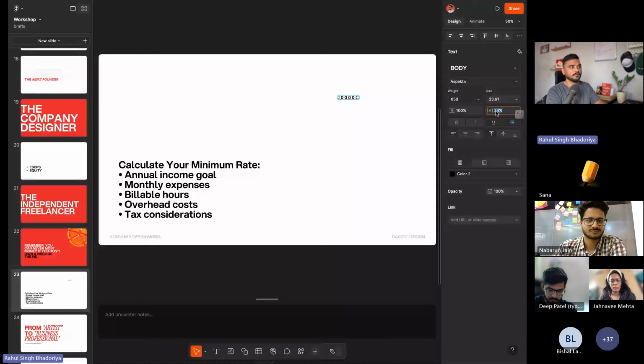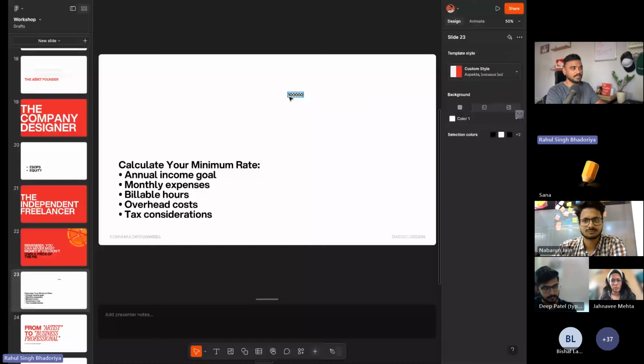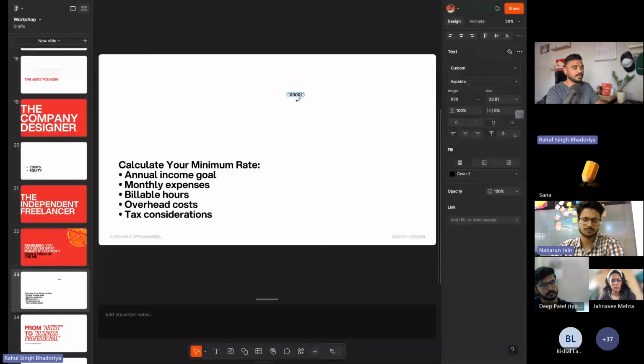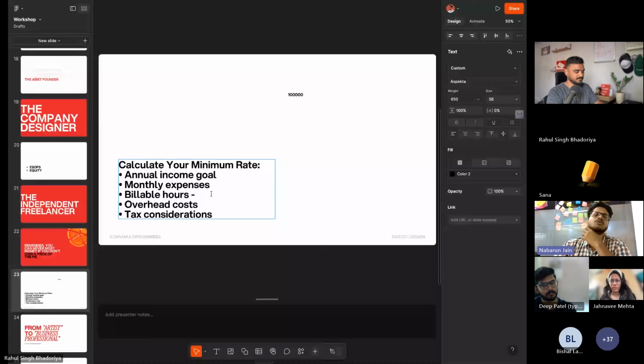Now, this is the money which you want to make in a year. This is your gross revenue. Now what we want to do is include these pointers. So if you're going to make 100,000 a year, what will be your billable hours?